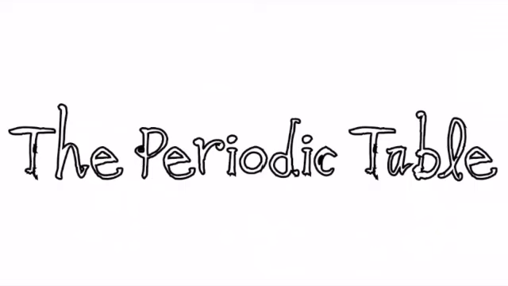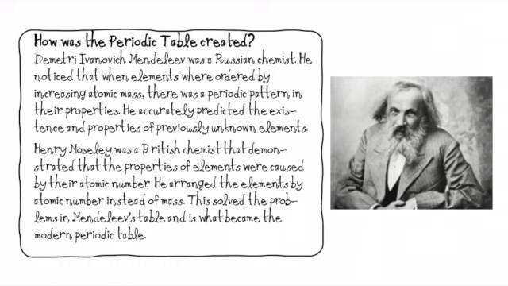The periodic table. How was the periodic table created? Dmitry Ivanovich Mendeleev was a Russian chemist. He noticed that when elements were ordered by increasing atomic mass, there was a periodic pattern in their properties. He accurately predicted the existence and properties of previously unknown elements.